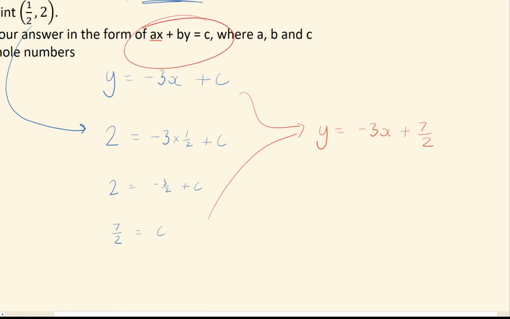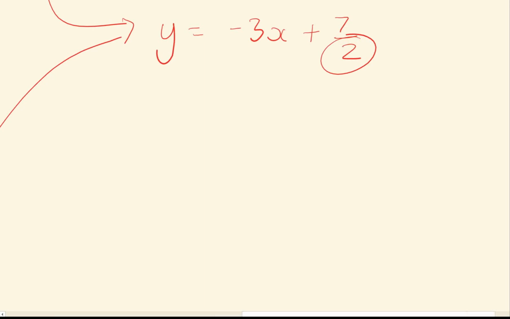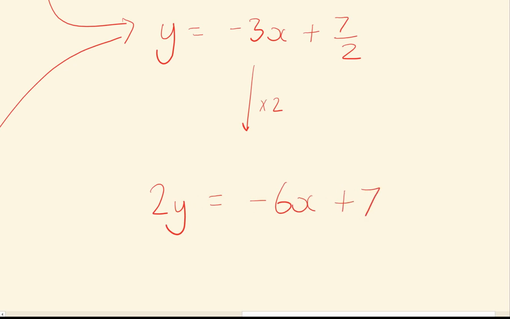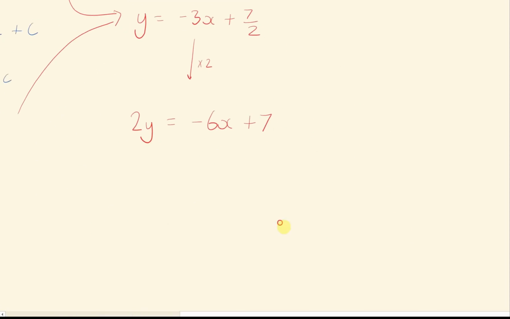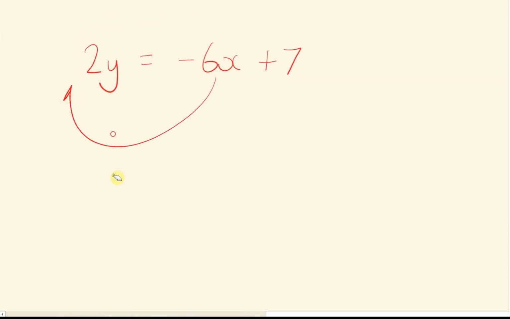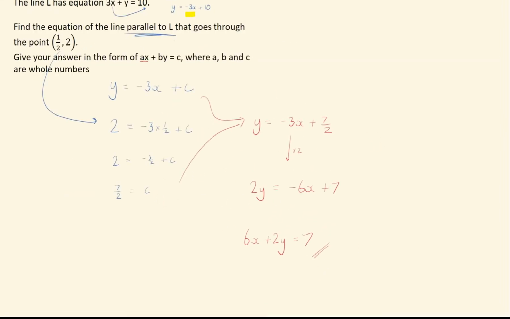We want it in this form here, where the key thing is that a, b and c must be whole numbers. So to get rid of this fraction, this over 2 part, I'm going to double this whole equation. So it now becomes 2y equals -6x plus 7. Okay, we want ax plus by equals c. So I want to take this -6x across. If I do that, it's going to become +6x. And then we're done.